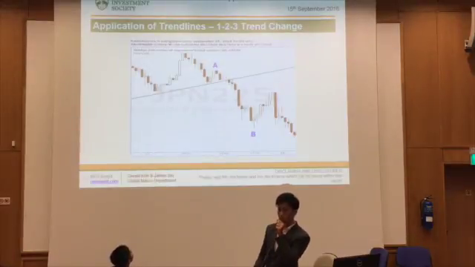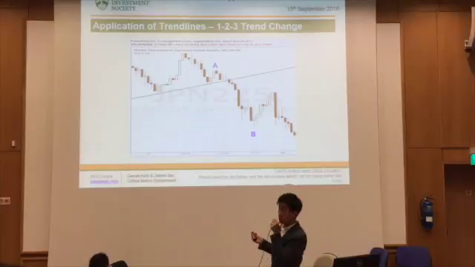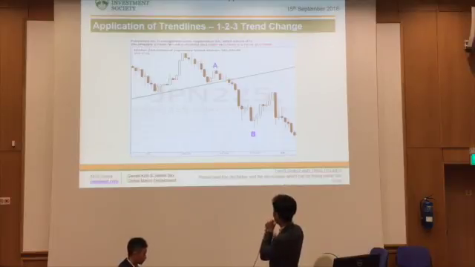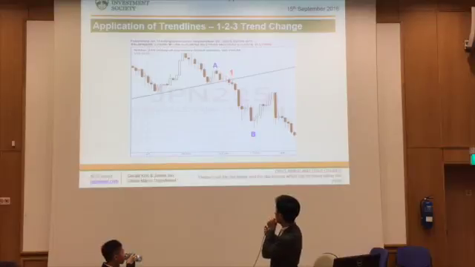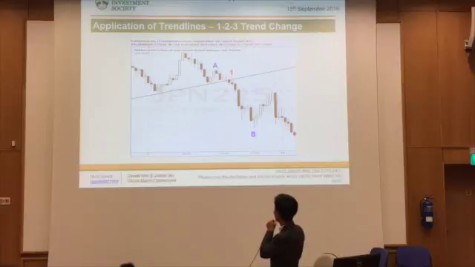Okay, so this is an example. And you can see here the initial trend line is actually an uptrend line. And basically, what happens here is that, okay, this is your 1. So when it penetrates through the trend line, it's the first step you need to really get a trend change.